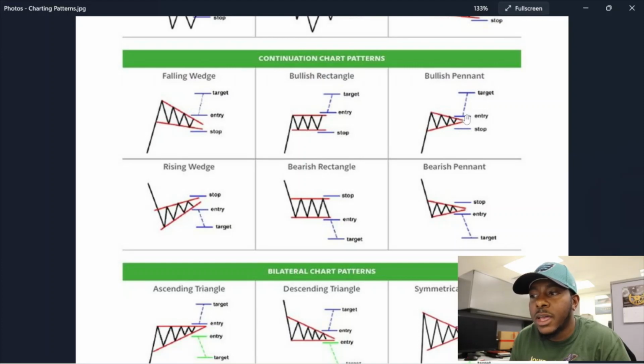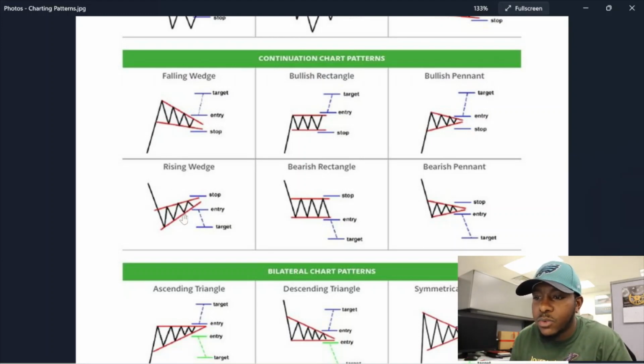If you see that entry shows some support, you get in, and you should definitely see it go up from there. So a retest is it goes up, comes back down to your entry point. You see it does not go below your entry point. You get in at that point, and it should take off to the moon as a bullish pennant.